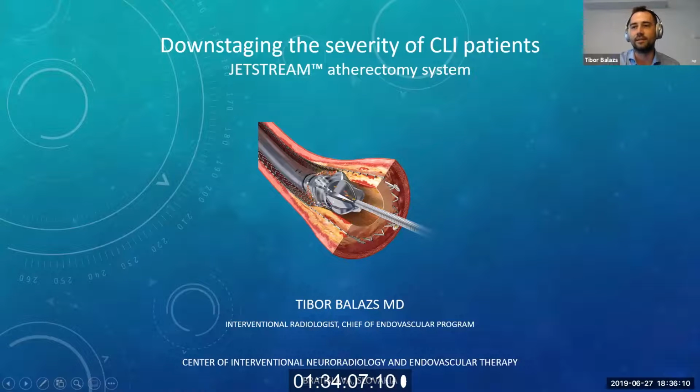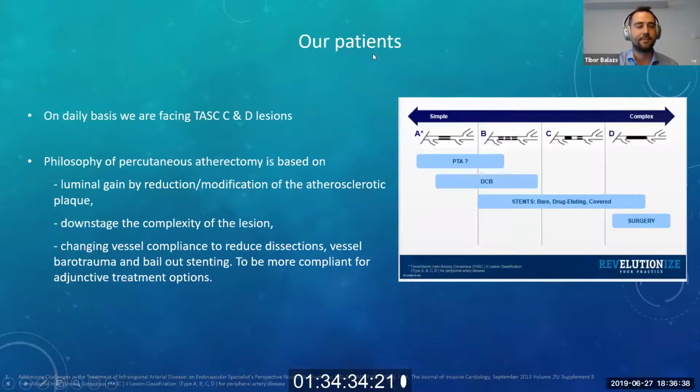So my name is Tibor Balázs. I'm an interventional radiologist at our Center of Interventional Neuroradiology and Endovascular Therapy, and would like to talk about why we are using the downstaging strategy in severely calcified lesions when we are treating critical limb ischemia patients by utilizing the JetStream atherectomy system.